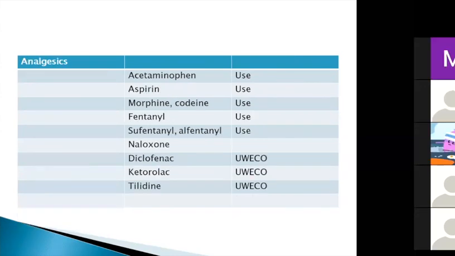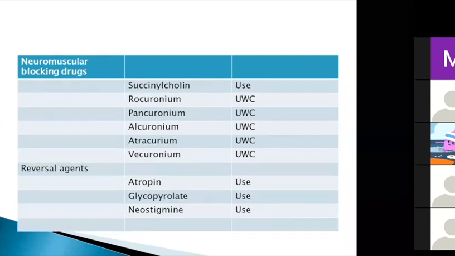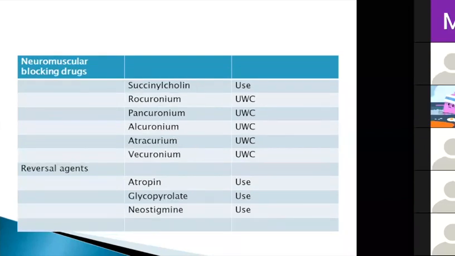In terms of analgesic agents, acetaminophen, aspirin, morphine, codeine, fentanyl, sufentanil, and alfentanil are safe and can be used. Diclofenac, ketorolac, and tilidine, which we call Valoron drops, should be used with extreme caution. In terms of neuromuscular blocking agents, scoline has been used many times without any problems, so it's a safe drug and can be used. Rocuronium should be used with caution because it has not been properly studied.